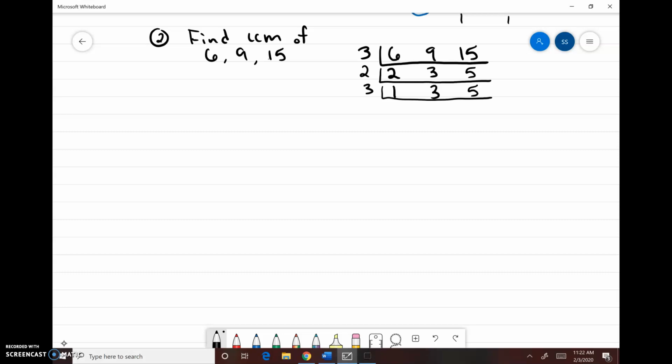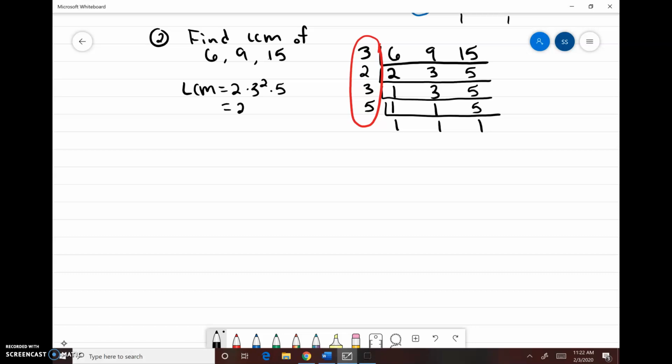Now I can use 3. We already have our 1 there. 3 divided by 3 is 1. 3 doesn't go into 5, so we keep it. And then last we use 5, and we have our 3 1s. Now to find our LCM, we take these numbers in front and multiply them together. So we have 1 2, 2 3s, and 1 5.